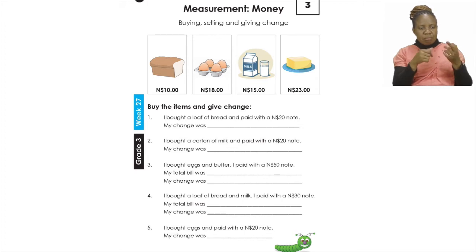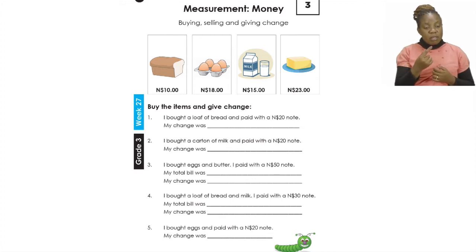The first one is a loaf of bread for 10 Namibian dollars. We have some eggs for 18 Namibian dollars. Milk for 15 Namibian dollars and some butter for 23 Namibian dollars. Then it says you have to buy the items and give change. Now let's quickly see what you are buying and how much change must be given.